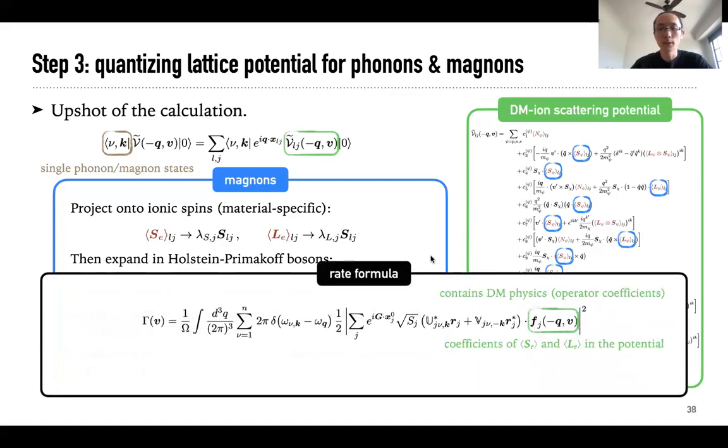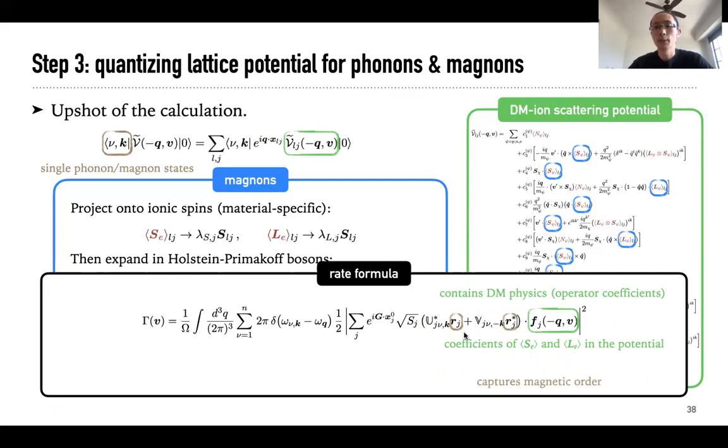And the rate formula looks very similar to the case of phonons. Again, there is this factor that contains the dark matter physics. These are essentially what you see in the background, but just extracting the coefficients of the couplings to S and L. So again, there is a sum over branches, sum over the ion amplitudes, and these U and V matrices are the rotation matrices to the magnon eigenmodes. So they play the role of the phonon eigenvectors, but this is for the magnon case.